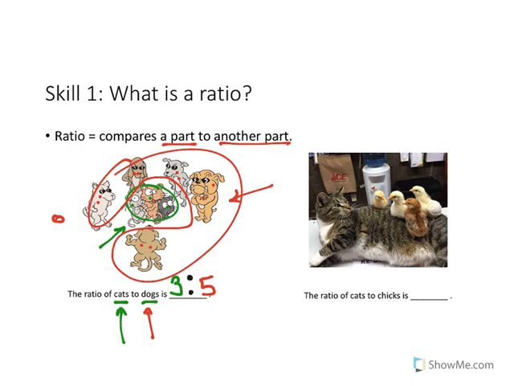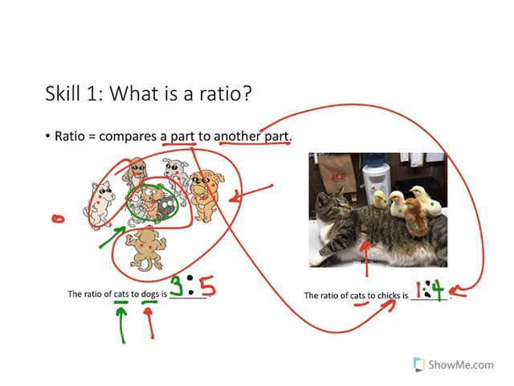So the ratio of cats to chicks in this case, the cat, there's only 1. And then the chicks, there's 1, 2, 3, 4, 4 chicks. So the ratio is 1 to 4. So again, it's comparing one part to another part.